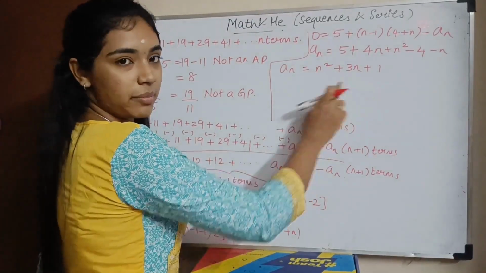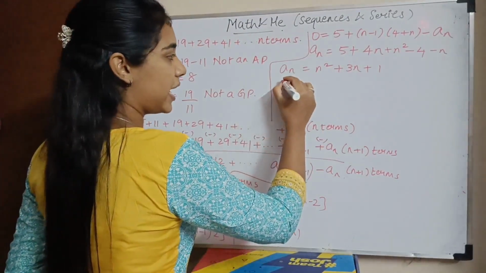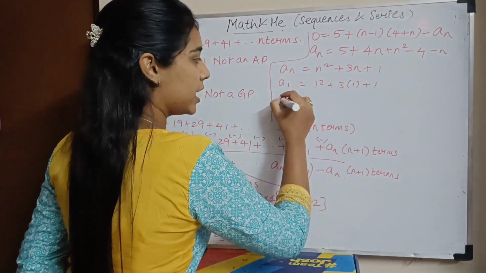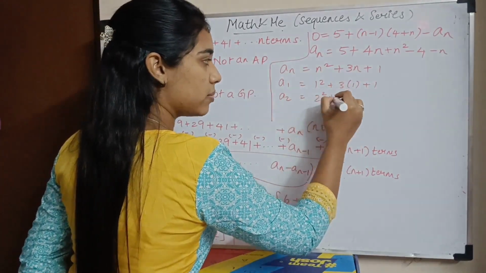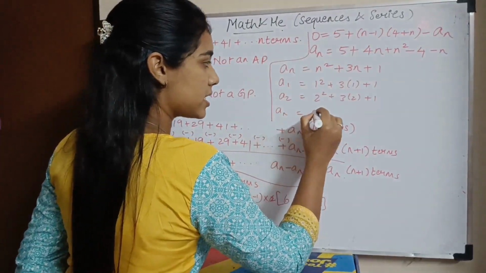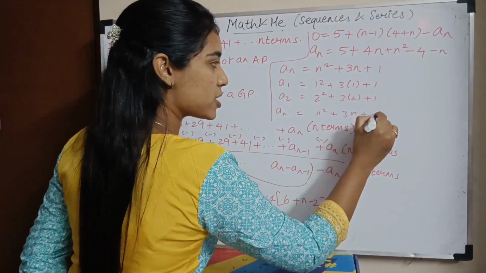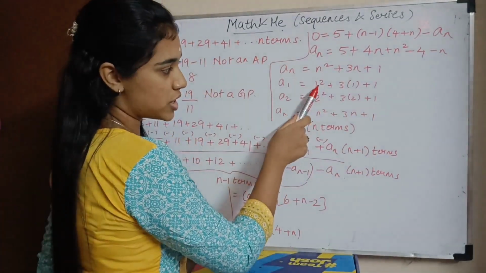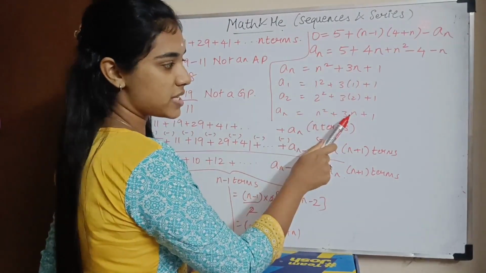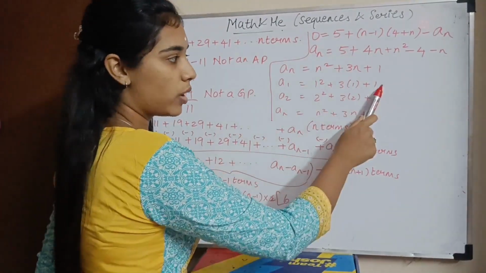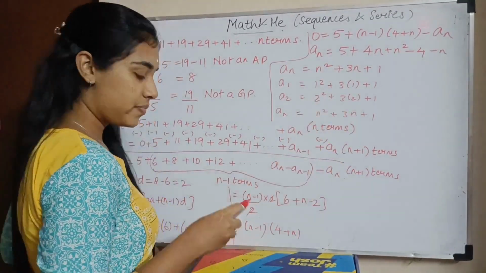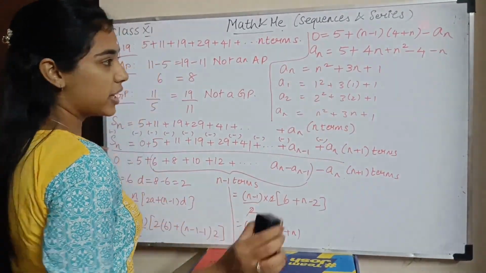I need to find the summation of this. When n equals 1, 1 square plus 3 times 1 plus 1. A2 is 2 square plus 3 times 2 plus 1. And an is n square plus 3n plus 1. I have to add 1 square plus 2 square plus 3 square and so on until n square. 3 plus 6 plus 9 and so on until 3n. 1 plus 1 plus 1 until n terms. So how can I do this? I'm going to use the summation formula that we learned in the beginning of the video.